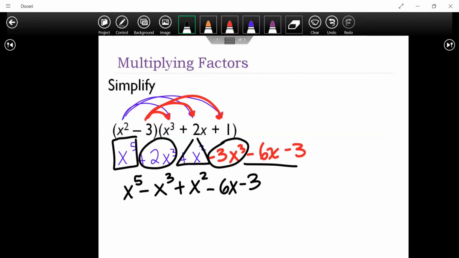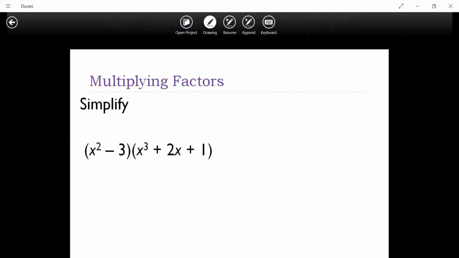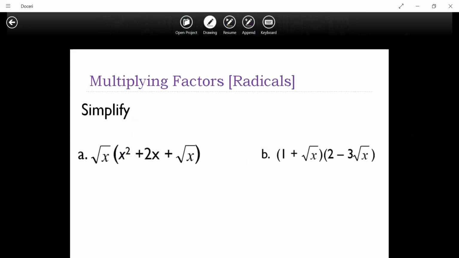Okay, so here we go. Let's keep on moving. Okay, copy down these two. We do have radicals. We do have radicals.